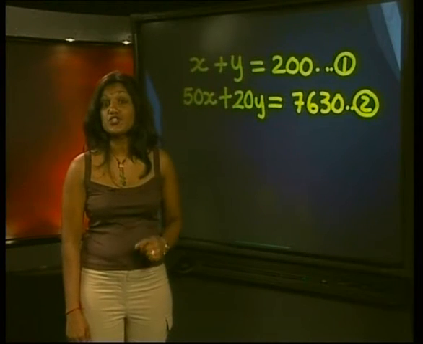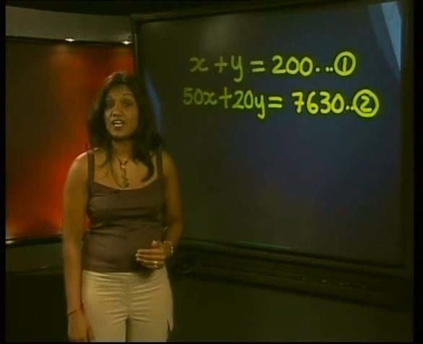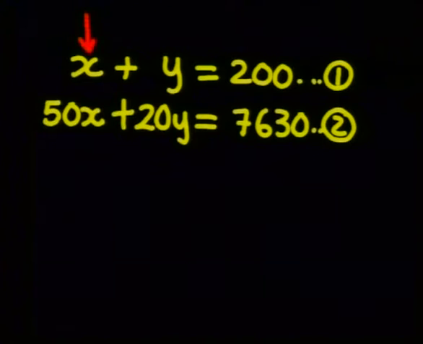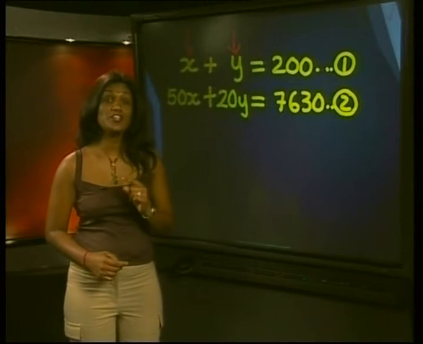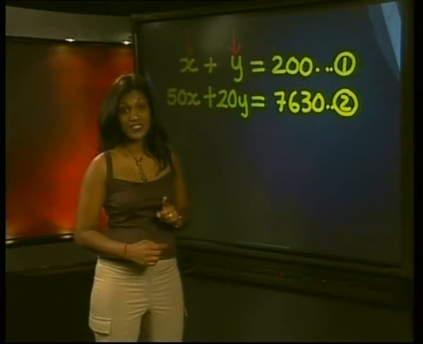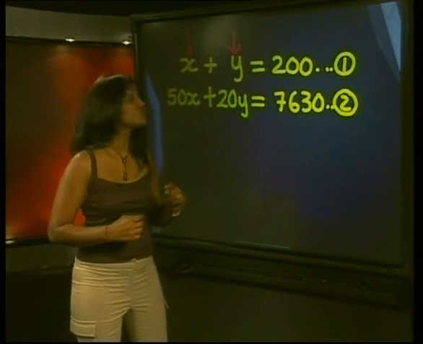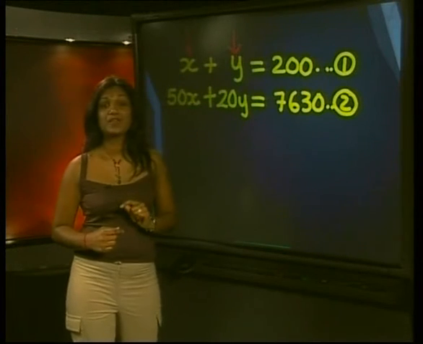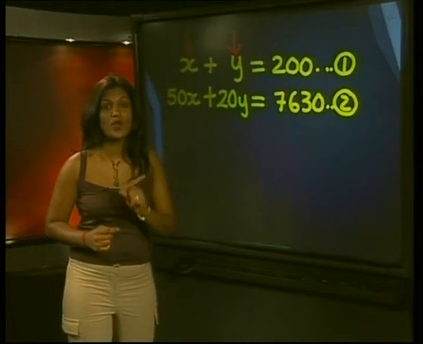Again, you can choose to use any method. I've decided to use the elimination method. The equations are simplified, but I can see that I won't be able to just add or subtract these columns here. What shall we do? Do you see that I could multiply equation 1 by 20? This will make sure that I have 20 as a coefficient in both the equations. I'll call this new equation equation 3.